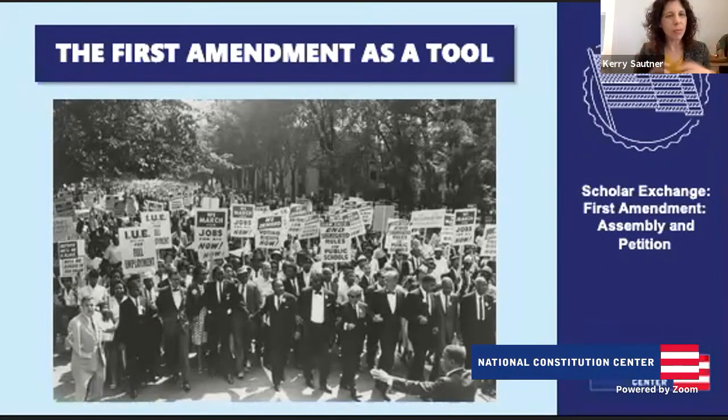And we're going to get into the history in a minute, but was it always the intention that assembly and petition was a tool for those that maybe didn't have agency in voting? Or in other words, was it always seen as more inclusive, or did we make it more inclusive by our actions?